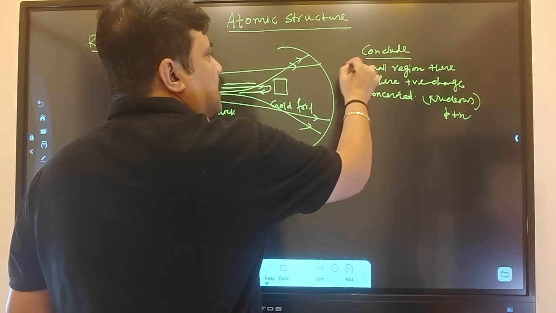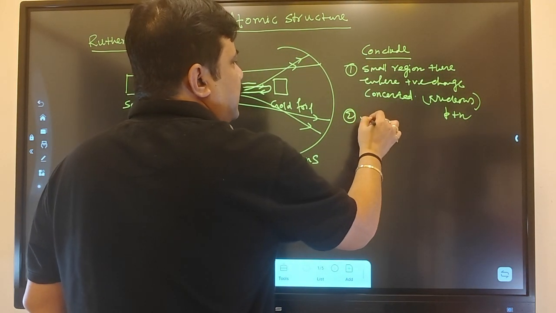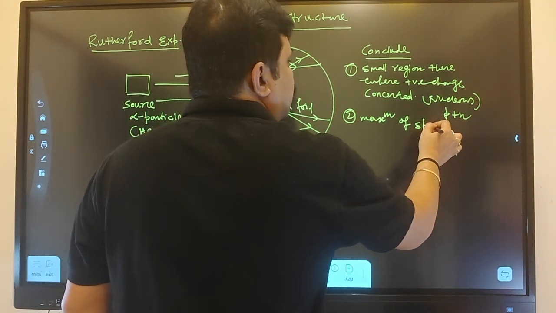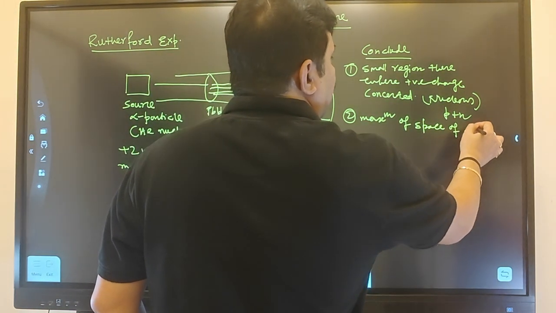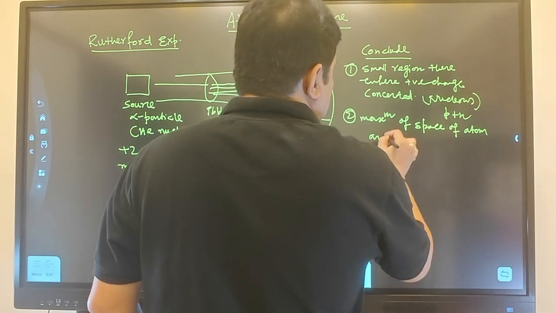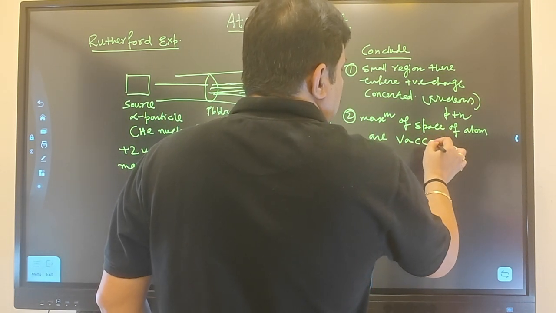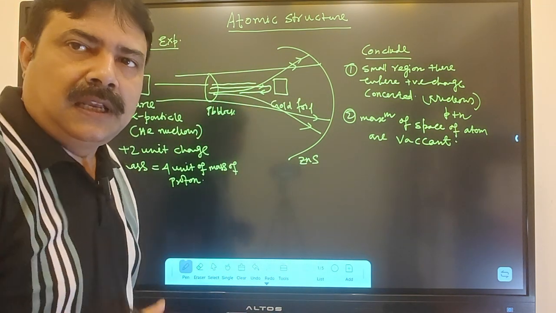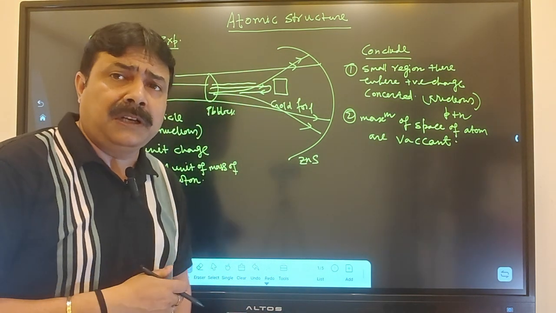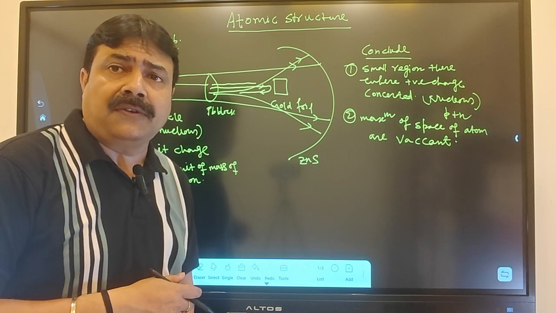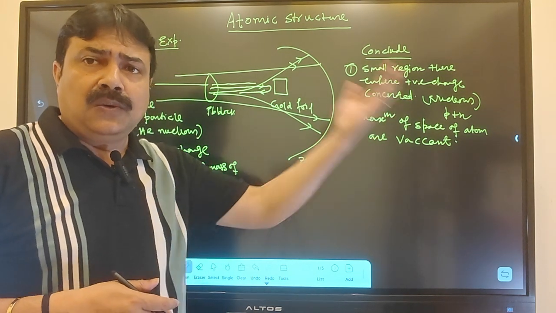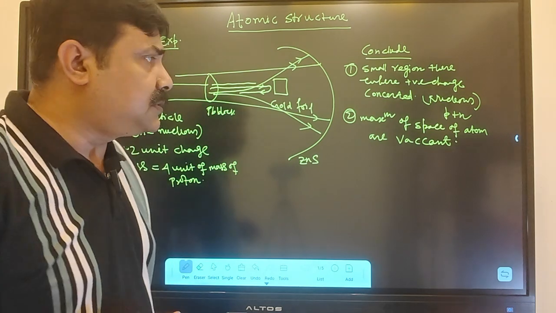This is the first point. Second point, maximum space of the atom is vacant. Why? Because maximum number of alpha particles pass without any deflections. So that proves that maximum space of the atoms is vacant. Gold foil means it's made of gold atoms. That's why we are explaining in terms of atoms.